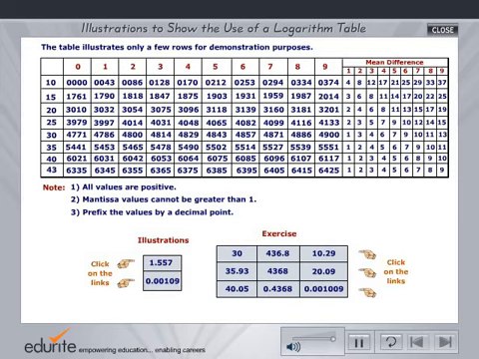Click on the number 1.557 to know how to get its logarithm. Now let's see what we get for 0.00109.